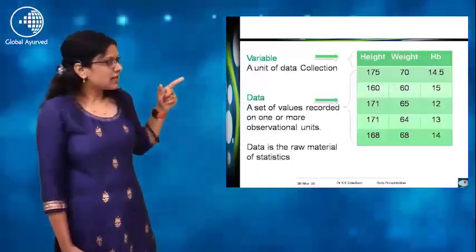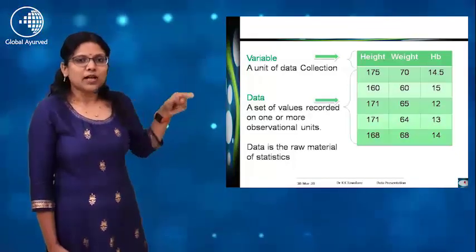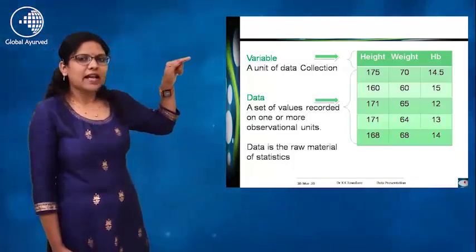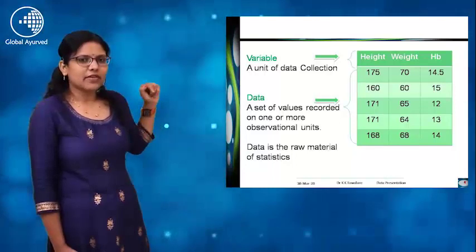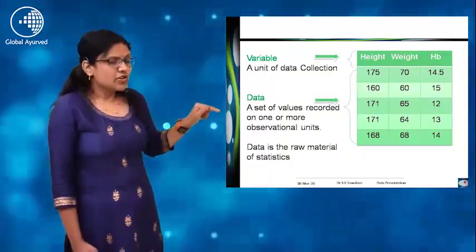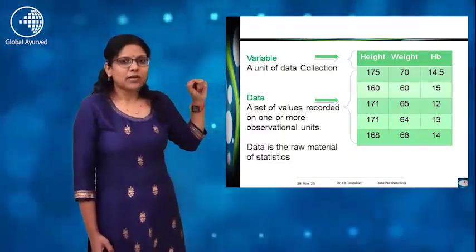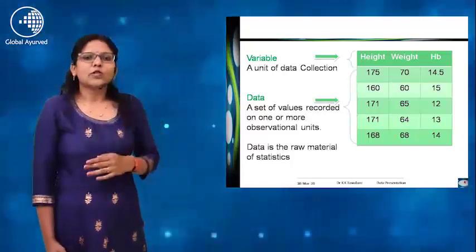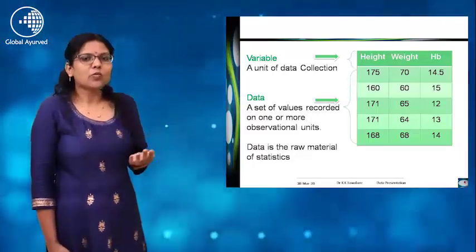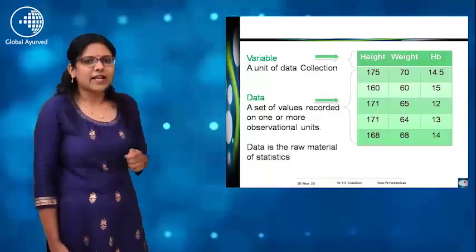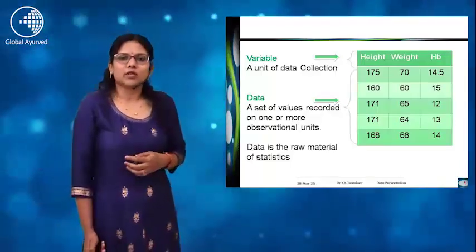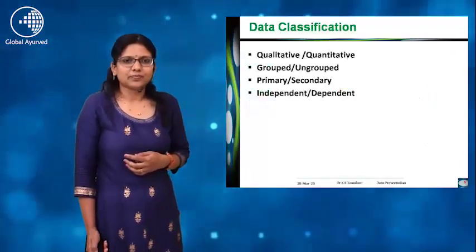In this diagram we can see that the unit of data collection is called the variable, meaning height, weight, HBV, these are the variables. The observation lies in the cell of the table, that is nothing but the set of values recorded on one or more observational units, which is called the data, and data is the raw material required for statistical analysis.